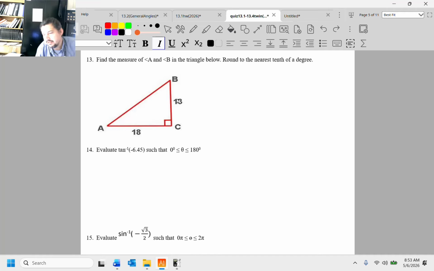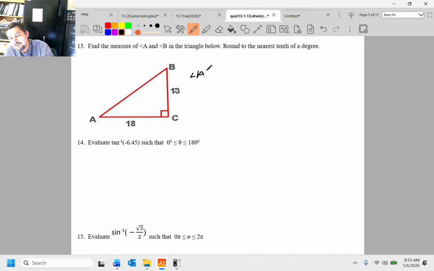Round your answer to the nearest tenth of a degree. So I'm just going to start off by looking at angle A. And what I notice is that 13 is opposite of it and 18 is adjacent to it. Notice it says degree, all right? I know that the tangent of angle A is 13/18.